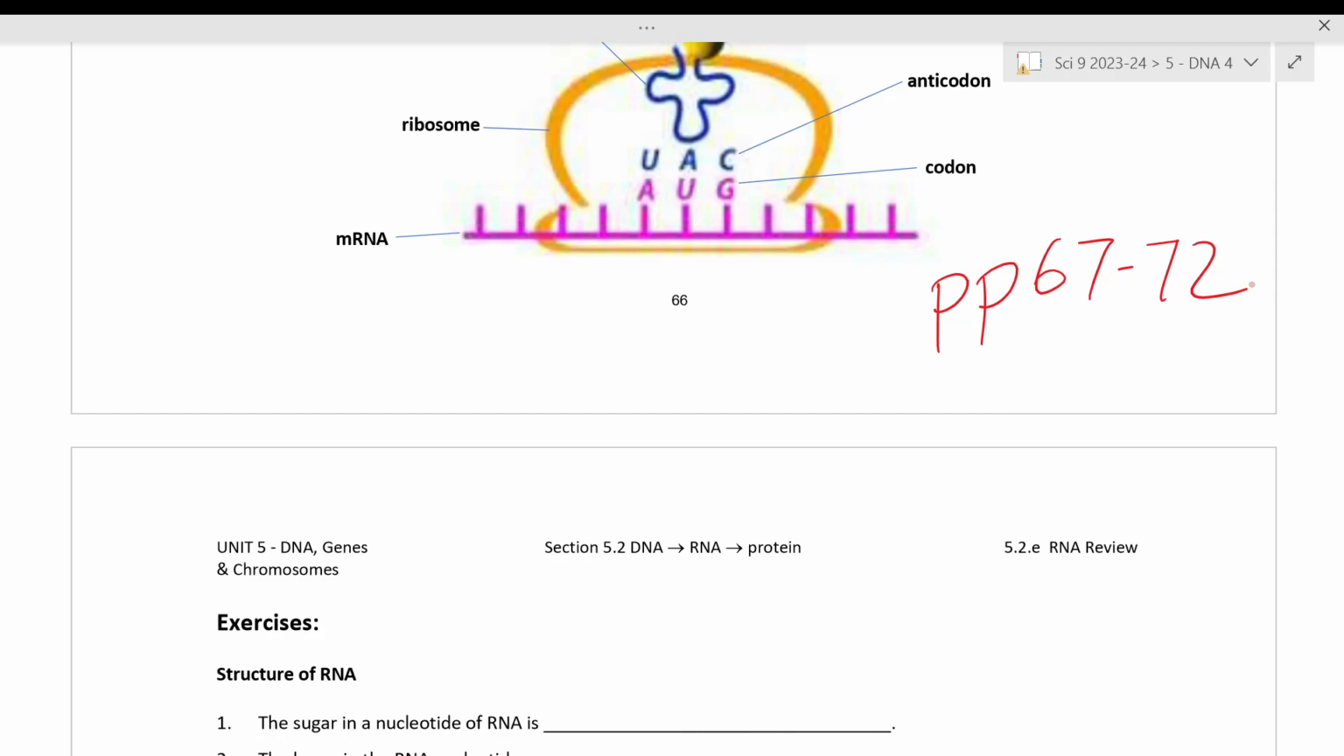How does the ribosome know the sequence of amino acids to go? Well, what's it reading? Oh, right.